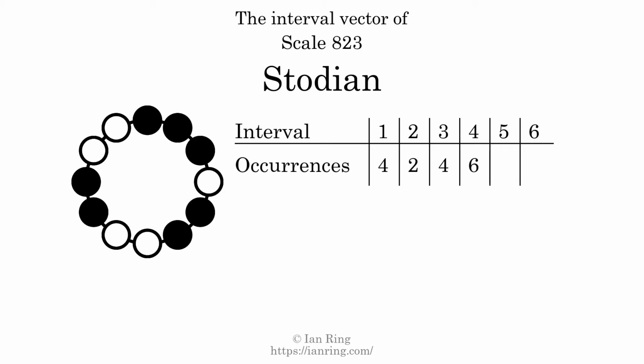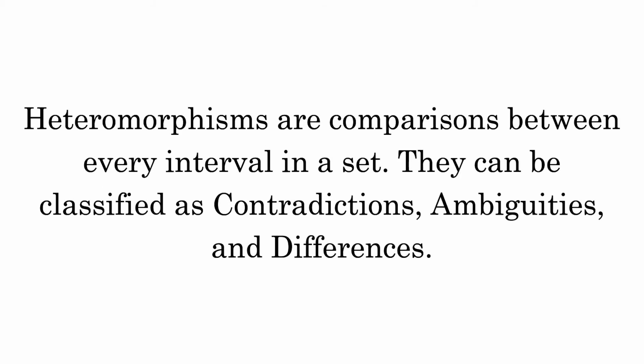There are 6 intervals with the size of 4 semitones. They are here, here, here, here, here, and here. There are 4 intervals with the size of 5 semitones. They are here, here, here, and here. There is 1 interval with a size of 6 semitones. It is here. Each interval does not appear in this scale a unique number of times, so this is not a deep scale.